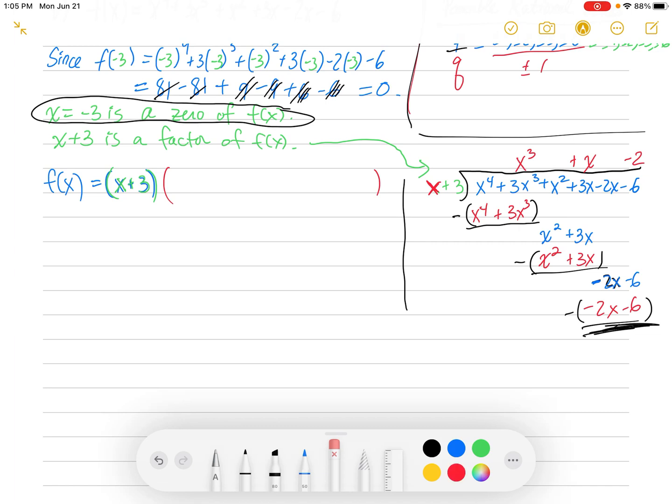All right, so that means this factored into x plus 3 times this quotient. This quotient is x cubed plus x minus 2.